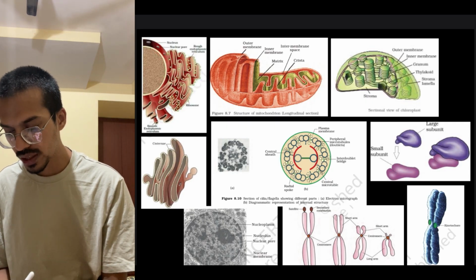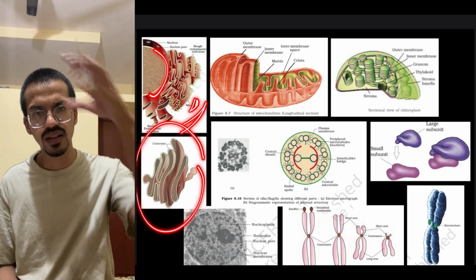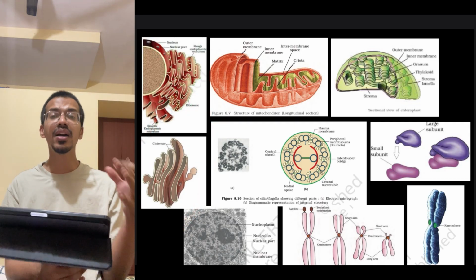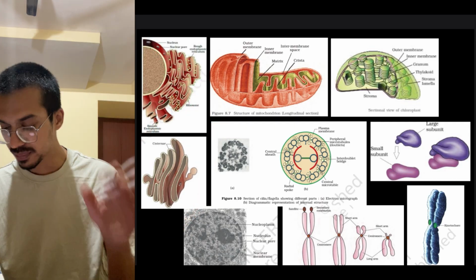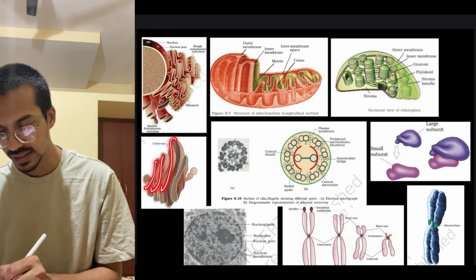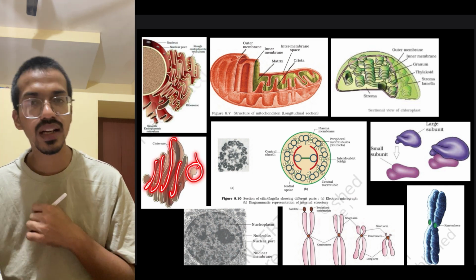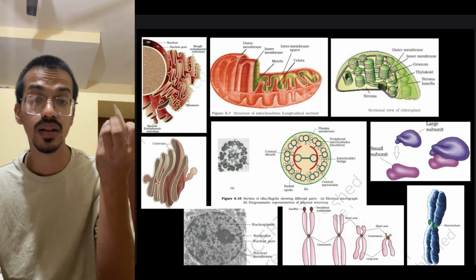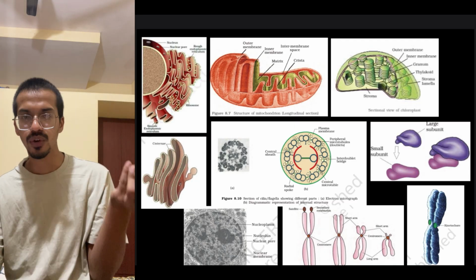Then we have what? Golgi body, which is linked to it because it works in association with it. Over here you can see what? Cisternae. These are the cisternae, and these are what? These are the vesicles that are coming out of it.